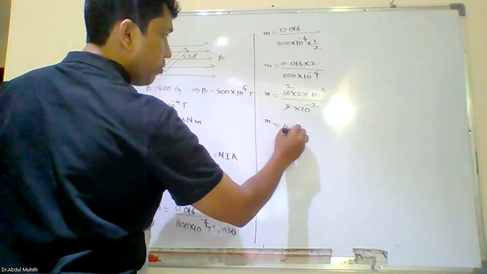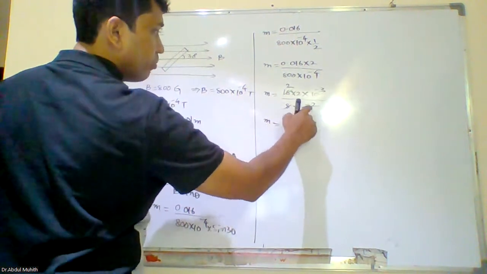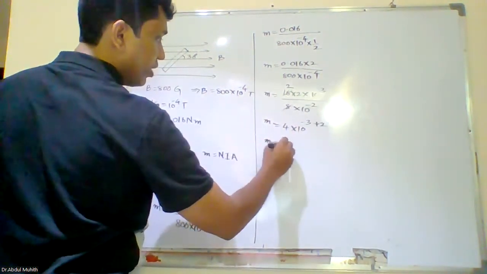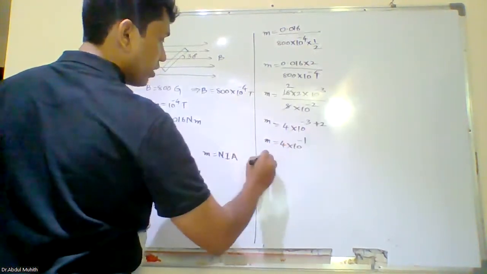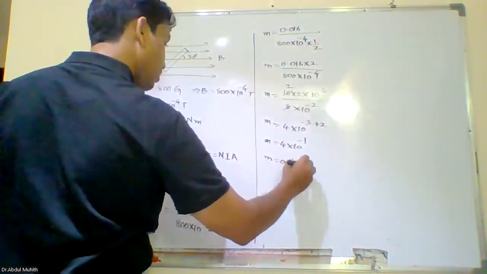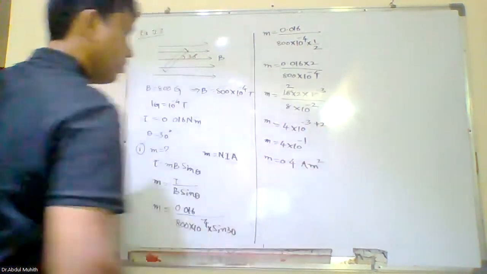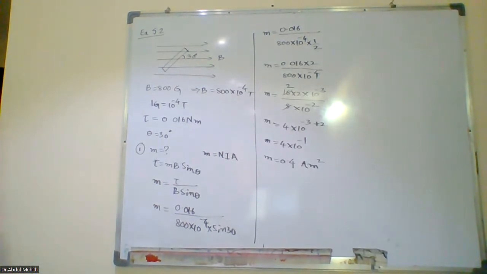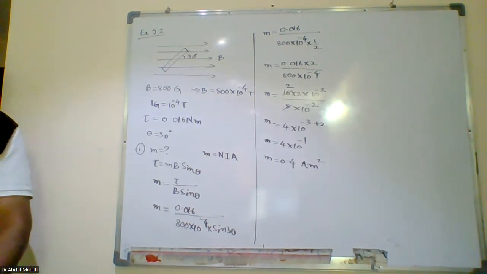So M equal to how much? 4 into 10 to the power of -3. This minus will go up, becomes plus. So M equal to how much? 4 into 10 to the power of -1. Can I write 0.4? 0.4 ampere meter square. This is the unit of the magnetic moment. Is that clear? Yes. So try to make it as simple as possible. Don't keep on multiplying and dividing. It becomes a laborious process. Never do that.